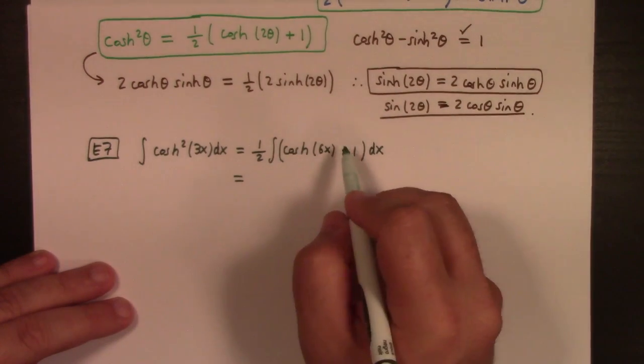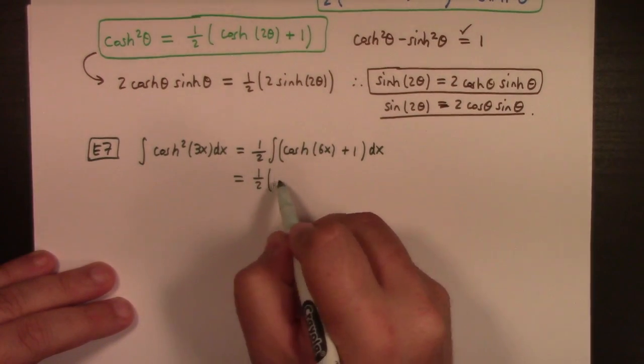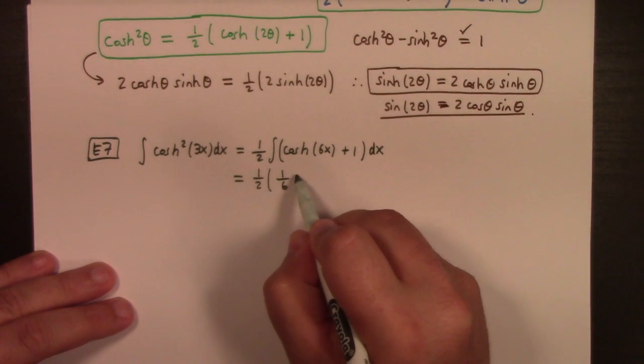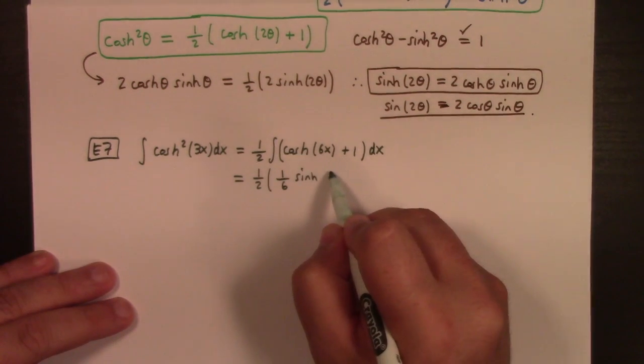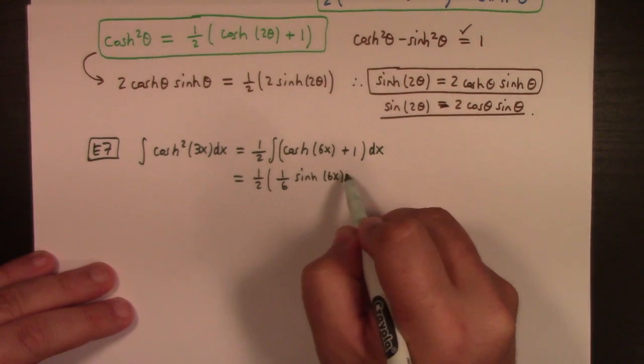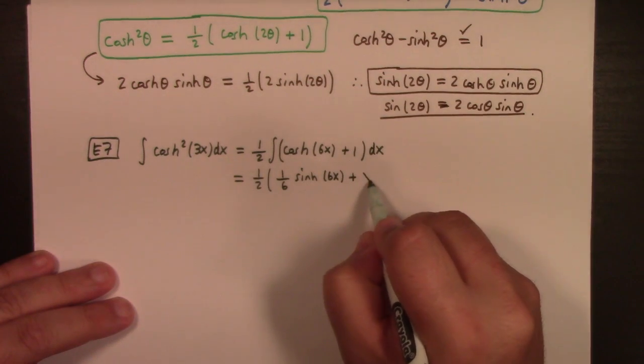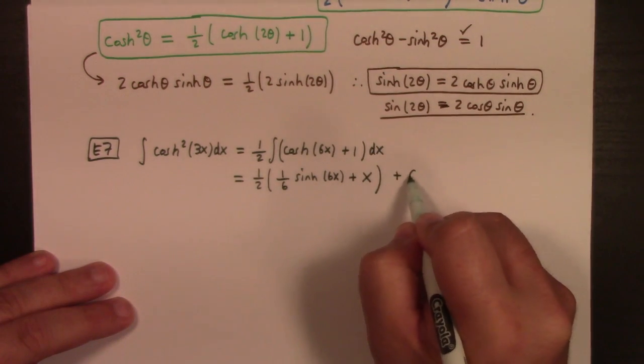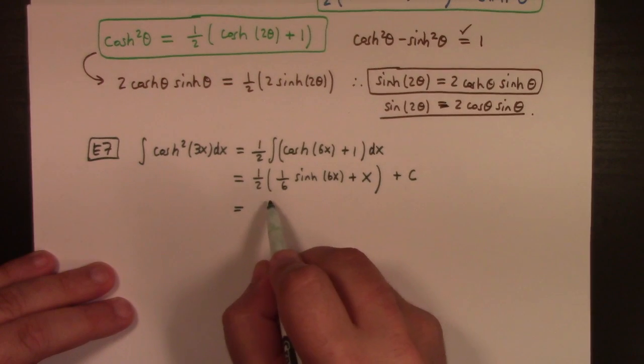And then, so what do I got? I got 1/2. Cosh integrates to 1/6 sinh of 6x, because with the 6x inside I have to do a u substitution there implicitly, plus x, close parentheses, plus a constant. I'll clean things up a bit.